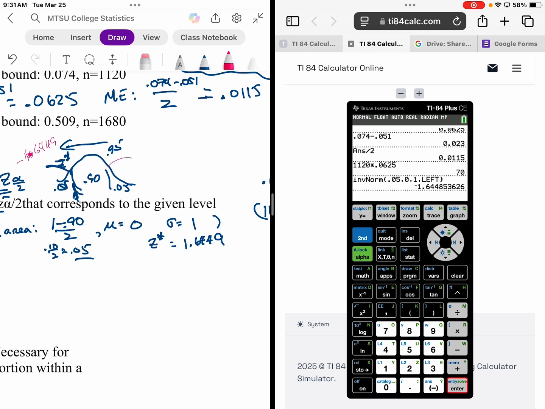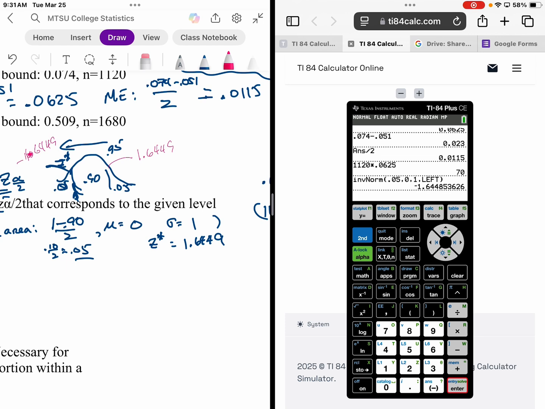The right-hand side would be the positive version, 1.6449. It would be the positive version because, again, the reason why it's positive, we got 90% in between, and it's symmetrical. So if the left side is negative 1.644, the other one is the positive on the other side.